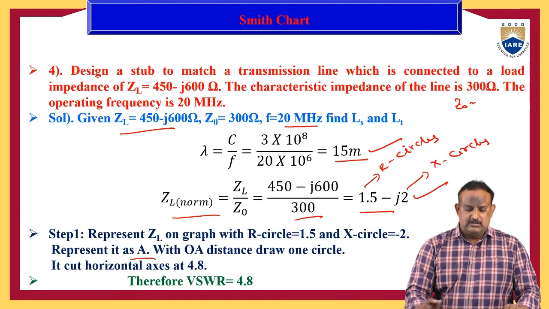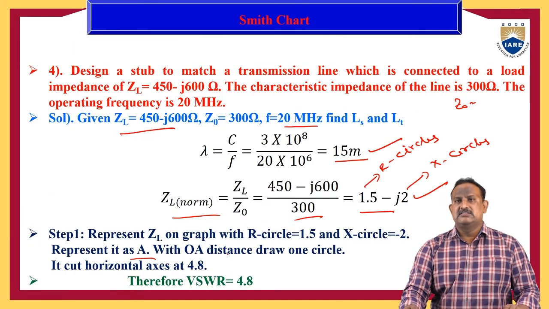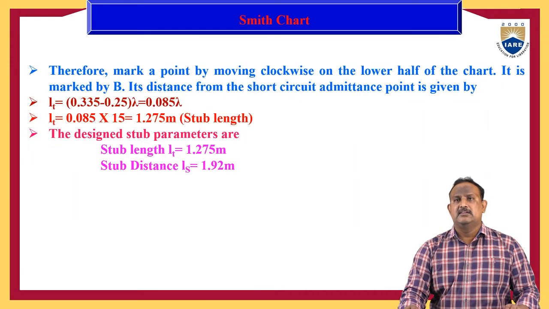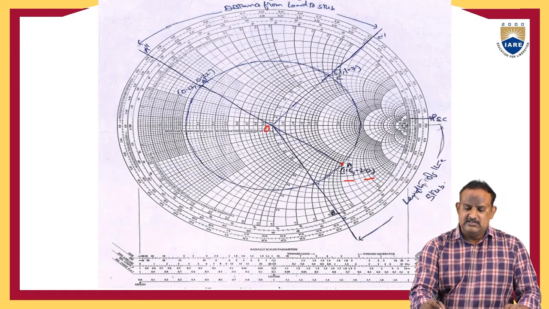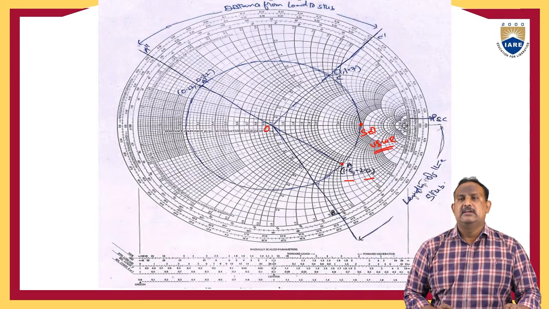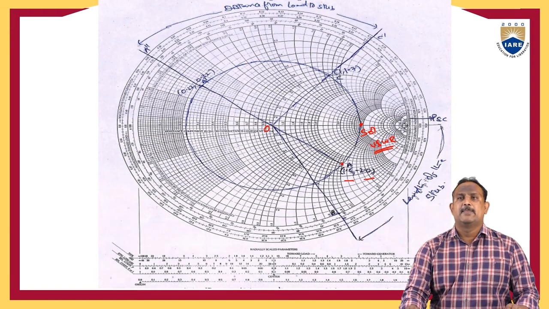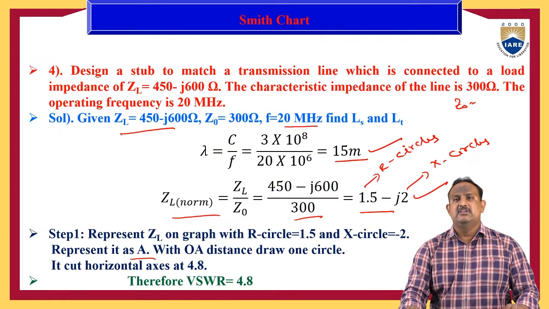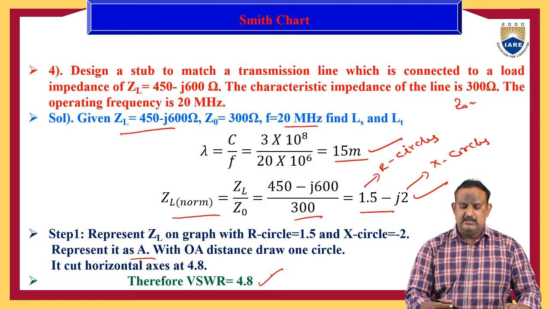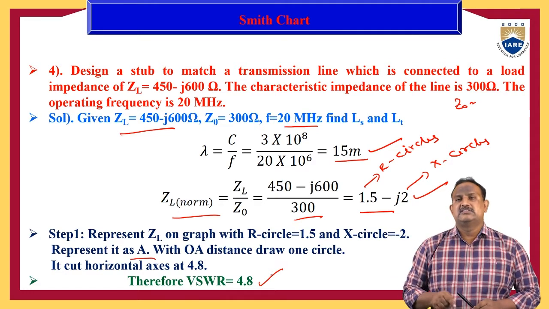Next, the circle touches the x-axis at this point. This point is known as the VSWR, the voltage standing wave ratio. Therefore, here the VSWR value is 4.8. The circle touches the x-axis at 4.8 on the right hand side.